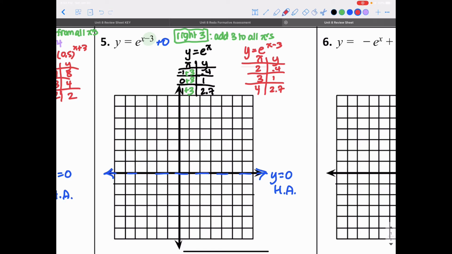And I'm going to plot these points. So I have 2 and 0.4, I have 3 and 1, and I have 4 and 2.7, and I'm going to connect them, making sure I'm approaching, but don't touch that horizontal asymptote.